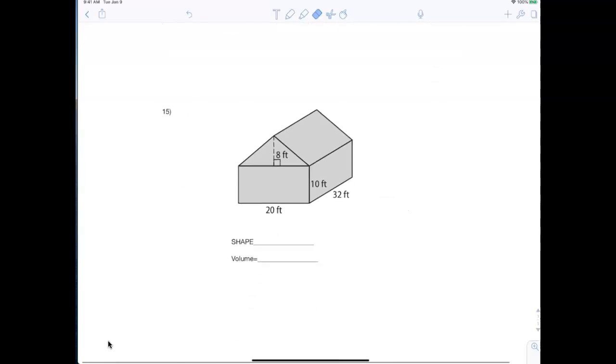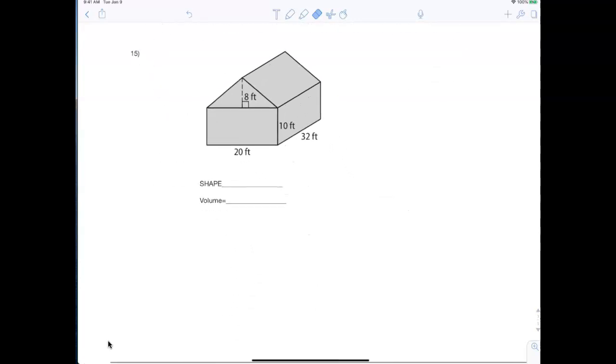Now what I want to do is go to number 15. Here is the most important part of it. This obviously looks like the outline of some type of house, maybe, right? And what we want is to try to figure out this volume.